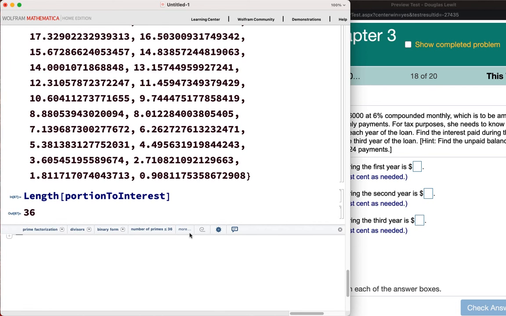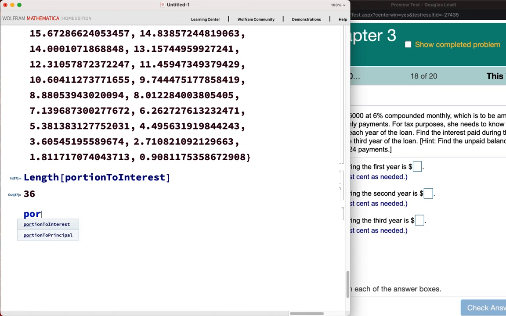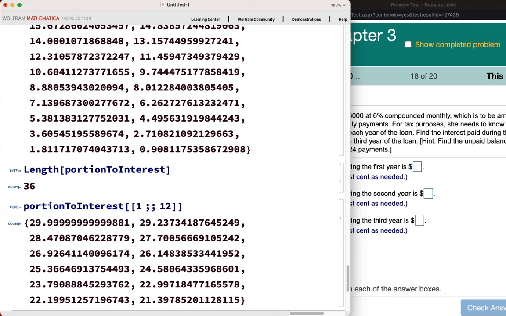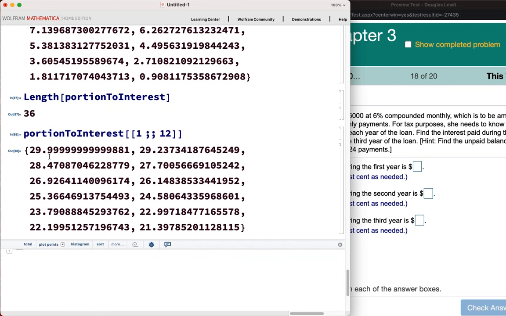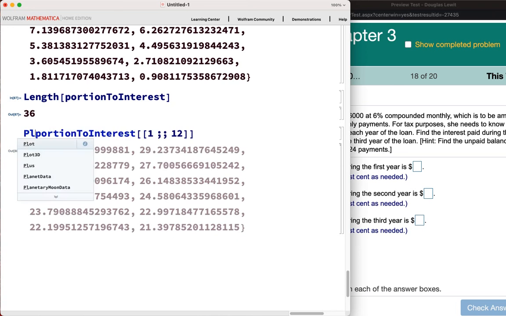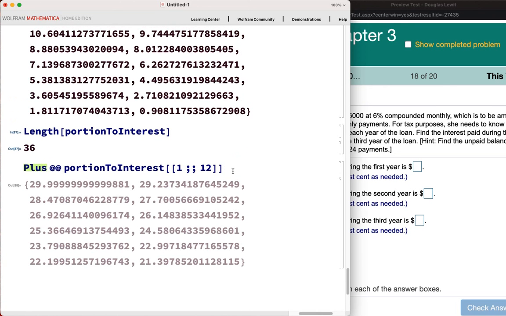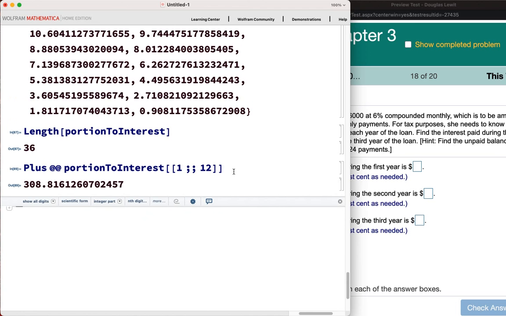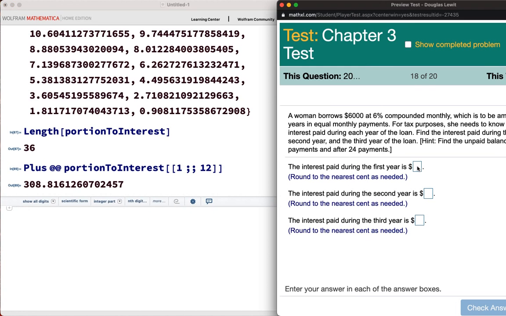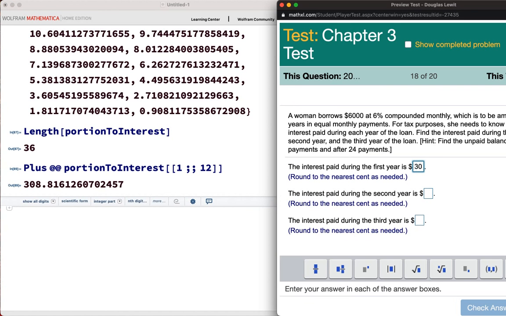Well, it's 36 months. So for the first year, portion to interest, I have these numbers. I want to add up these numbers. So that's going to be $308.82.